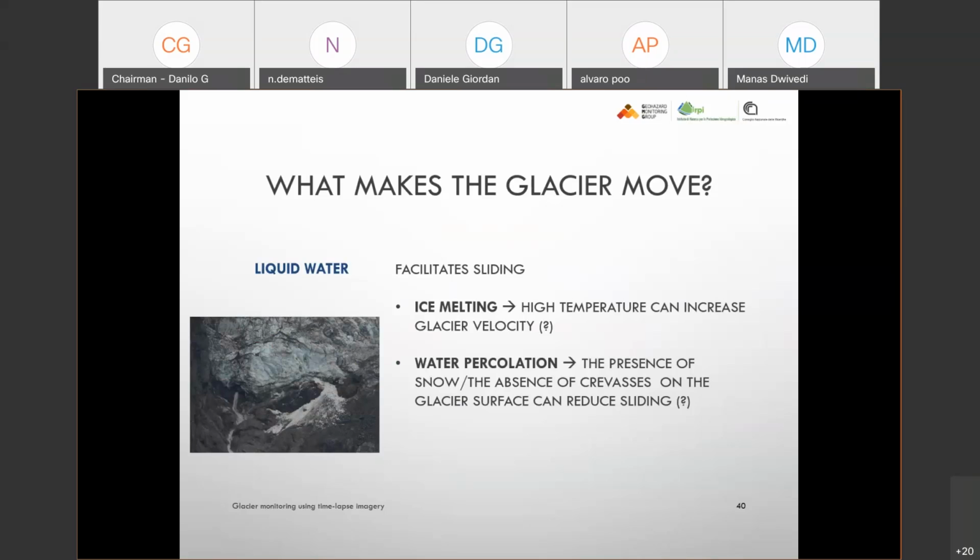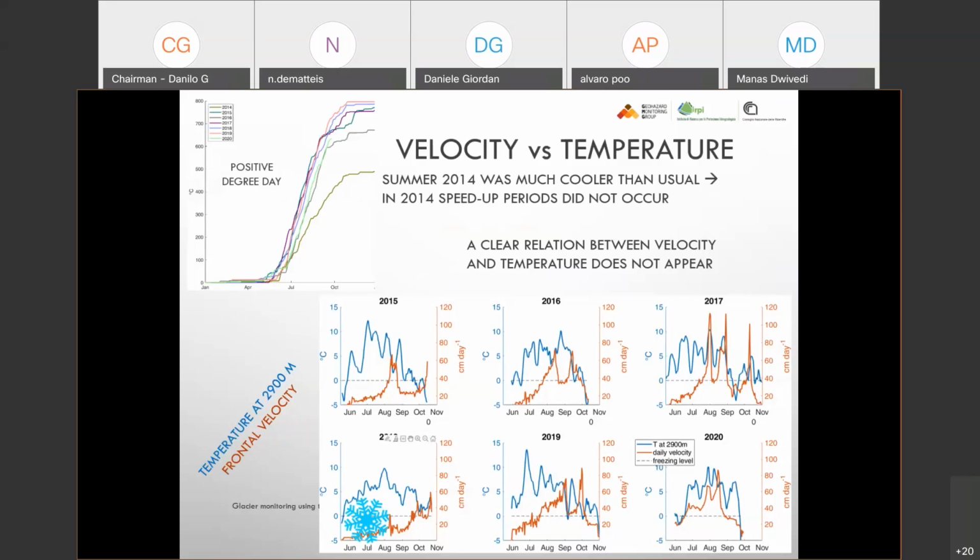And another thing that one can assess is that the presence of snow or the absence of crevasses that limit the water percolation can reduce the glacier sliding. The two things are true, but it is not so simple.